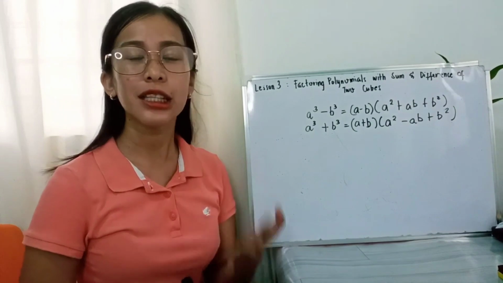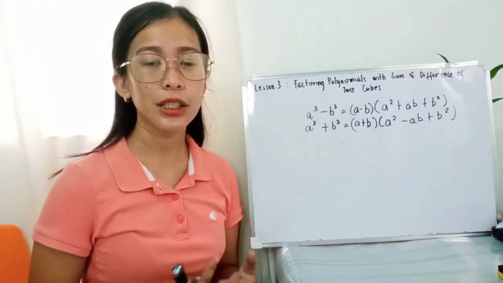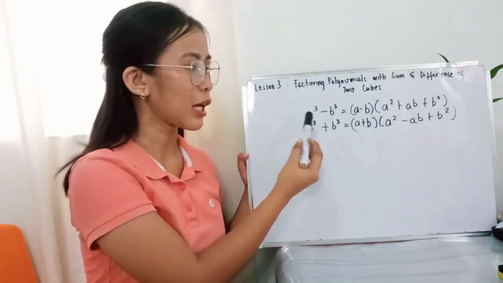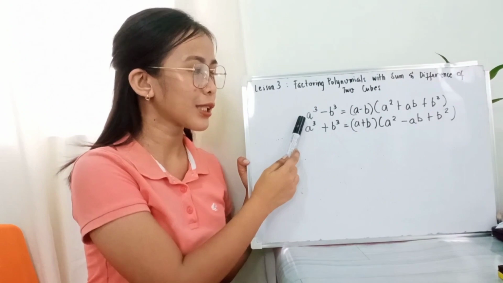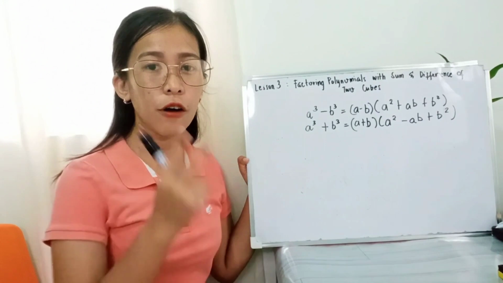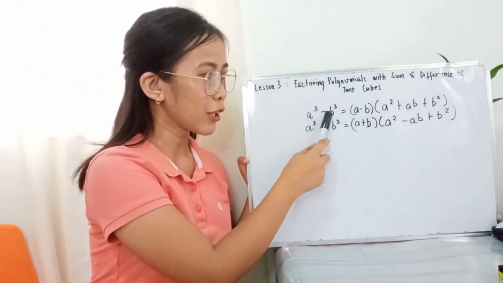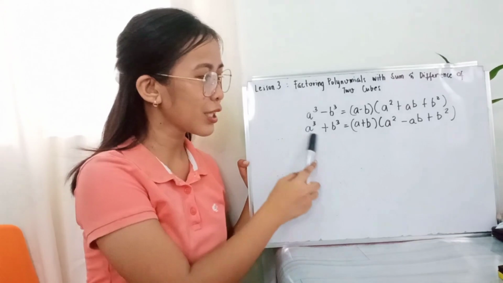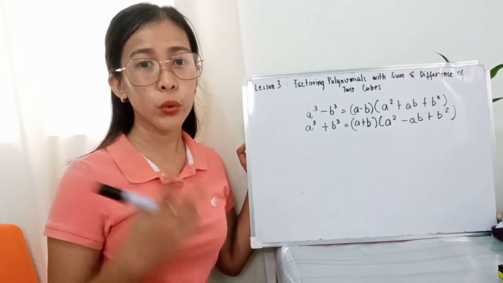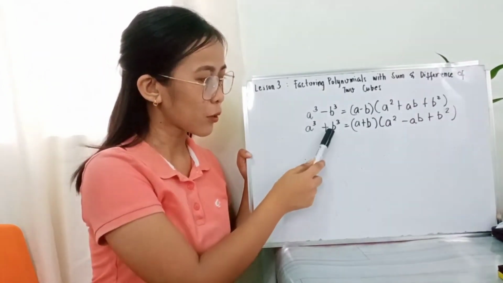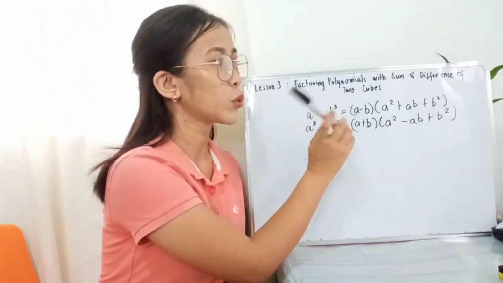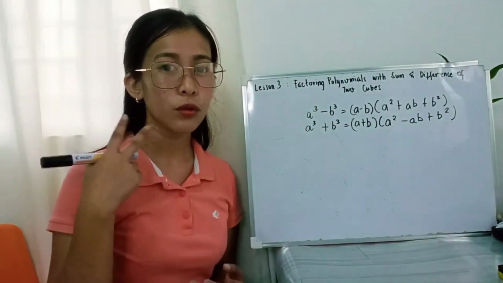So, ito ang tinatawag nating rules for factoring the difference or sum and difference of two cubes. Kapag nakita nyo na ganito ang polynomial, ang itsura niya ay a cubed minus b cubed, that is what we call the difference of two cubes. Kasi minus yan. Kapag naman ganito yung polynomial, that is what we call the sum of two cubes, kasi nga dalawang cubes, tapos addition yung nasa unahan. Kaya ang gagawin natin is factoring polynomials with sum and difference of two cubes.